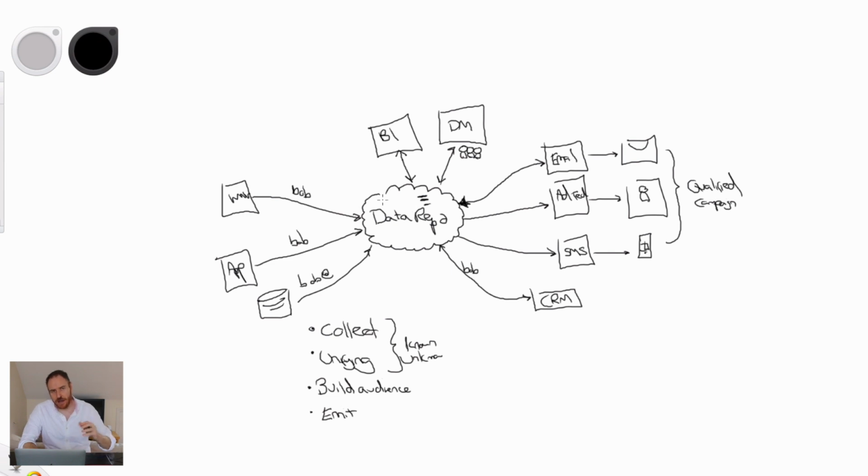So to recap, this data repository, it acts as the central hub. It's not a single customer view because it's talking about known and unknown people, but it has 4 functions: to collect, to unify, to build the audiences, and to emit them. Now you're probably thinking, well, this is great, but what is this magical system? Well, it does exist. And this, ladies and gentlemen, is known as a CDP, Customer Data Platform.